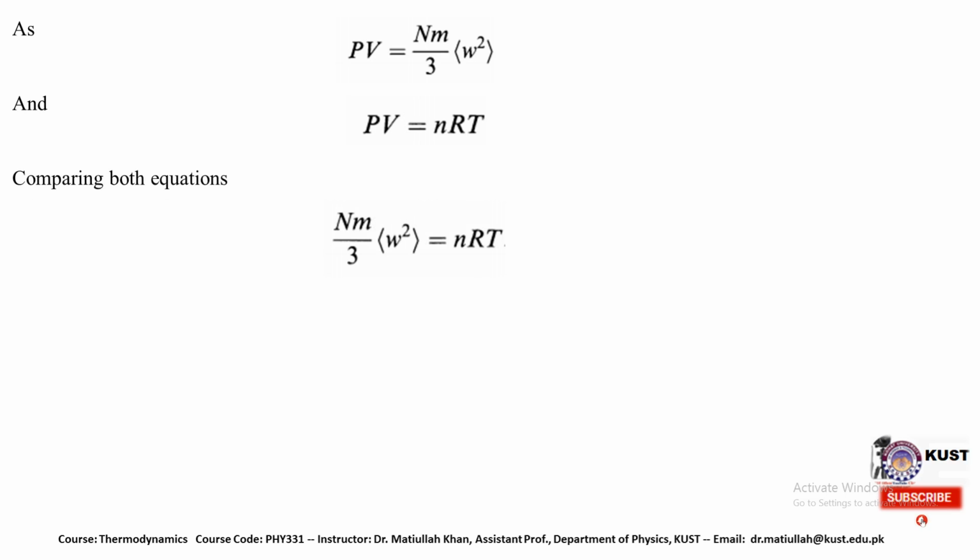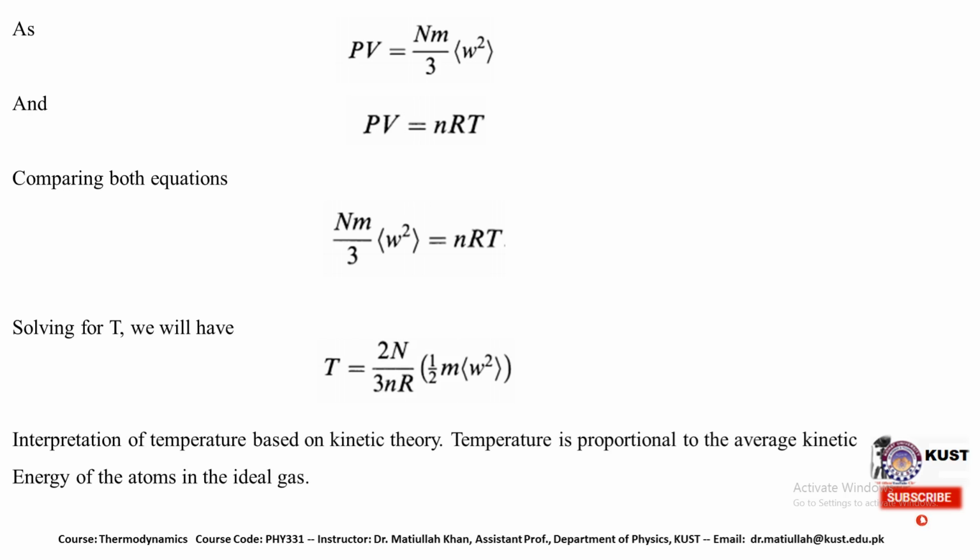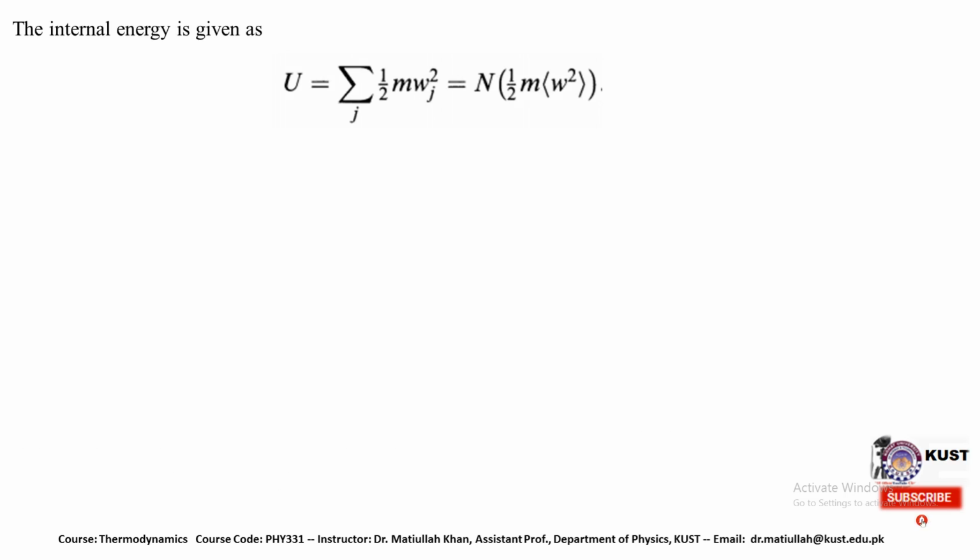When we compare both equations, the left sides are equal to each other, so the right sides will also be equal, and we will have n m divided by 3 w squared average equal to nRT. If we solve the same equation for T, we get T equal to 2N divided by 3nR times 1 over 2 m w squared. And this is the interpretation of temperature based on the kinetic theory of gases. So temperature is proportional to the average kinetic energy of the atoms in the ideal gas.